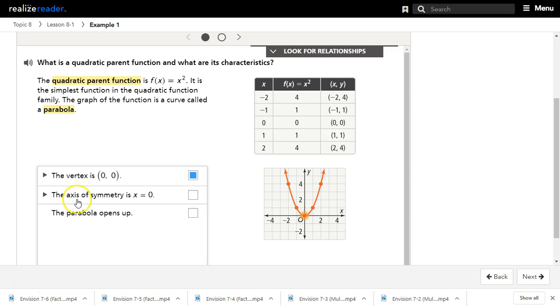Okay? The axis of symmetry. It's the line that cuts your parabola in half. Okay? That's your axis of symmetry. Notice, see how it says x equals 0? You have to have the x equals because the axis of symmetry is a what? It is a line. So it has to have an equation. So don't just say the axis of symmetry equals 0. No, it's x equals 0. Everybody with me? Okay? So, there it is.